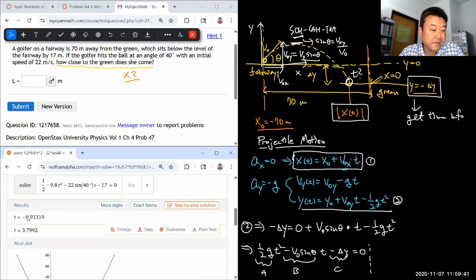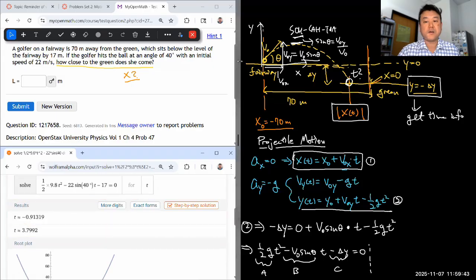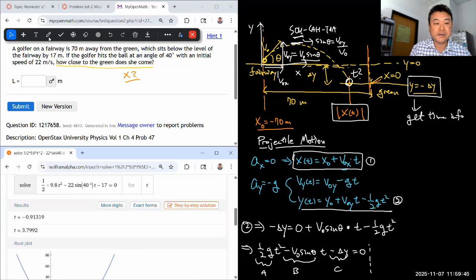So the negative answer comes from a hypothetical trajectory that didn't actually happen. Like if the ball came from over here, then this is my negative time. I can ignore that, it's unphysical. So let me just keep the positive time, 3.7992, and I can plug it in to get my x position.